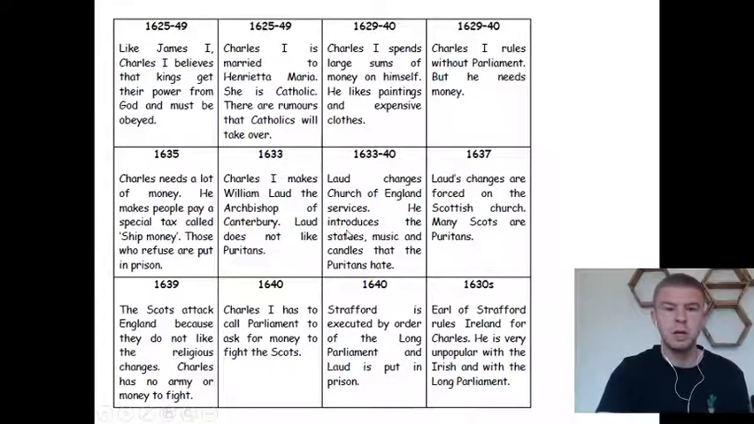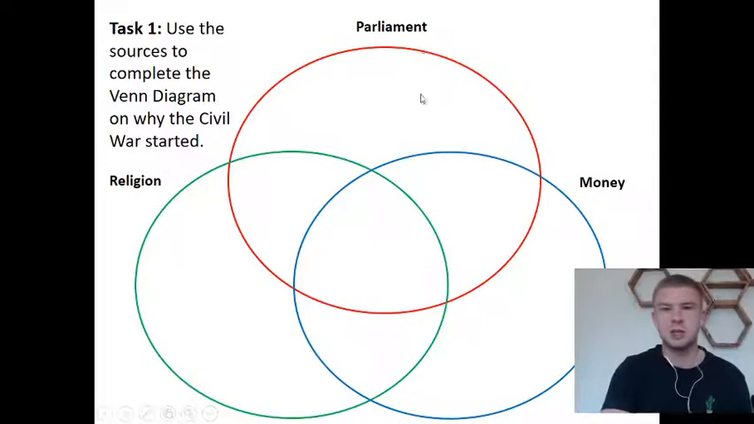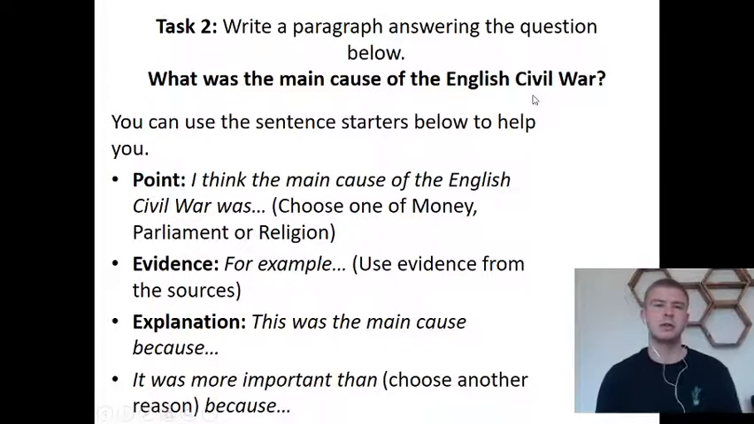Let's just do one more that shows us this. Here we go. Charles I rules without Parliament, but he needs money. Okay, so that is clear that it's partly about Parliament, but also about money. So that information is going to go in that part of your Venn diagram. This should be easy for you. I'm sure you've done Venn diagrams in maths and in other subjects.